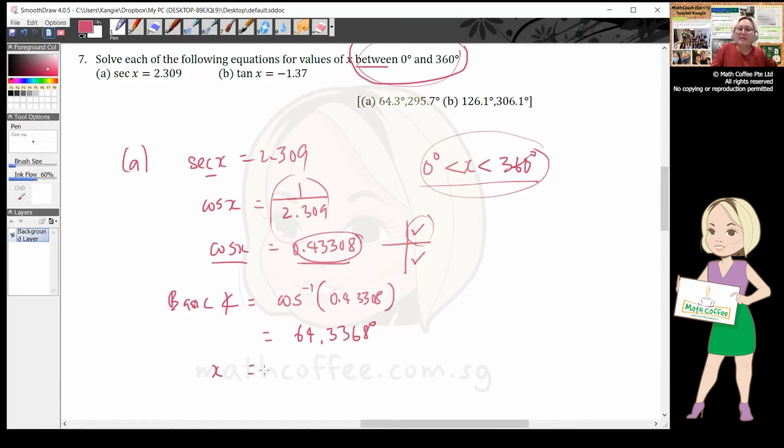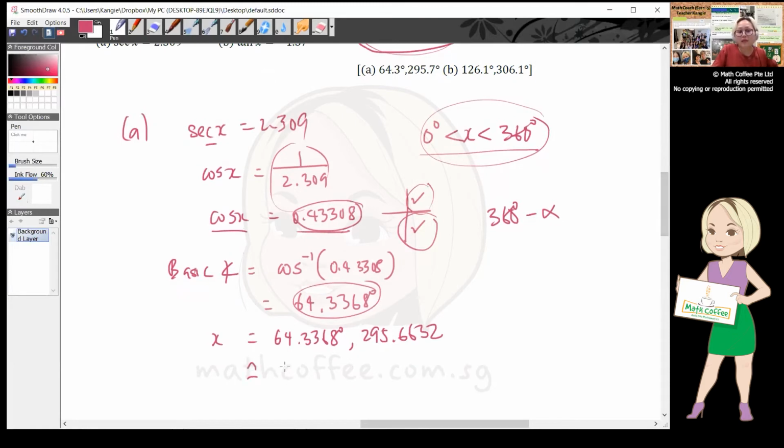Talking about the first quadrant, my x is just the basic angle. So just put 64.3368 degrees. In the fourth quadrant, you take 360 degrees minus basic. Usually I don't write out the whole thing, I just press the calculator, 360 minus basic 64.3368. In the end I get 295.6632. Then you round off to 1 dp: 64.3 degrees and 295.7 degrees. So I will have two answers. This is just some basics, in case some of you have very weak trigo basics. If you are already very expert, you'll find that I'm talking nonsense.